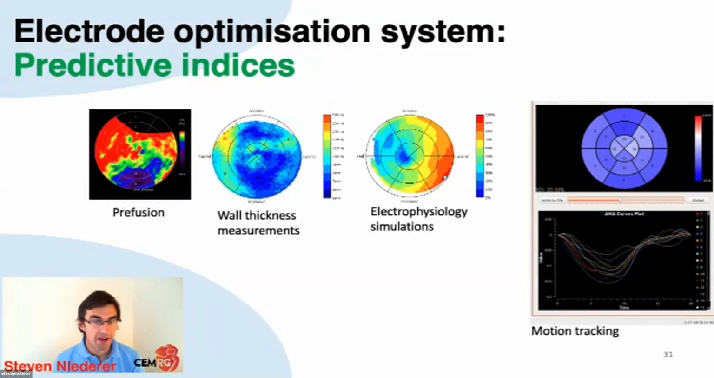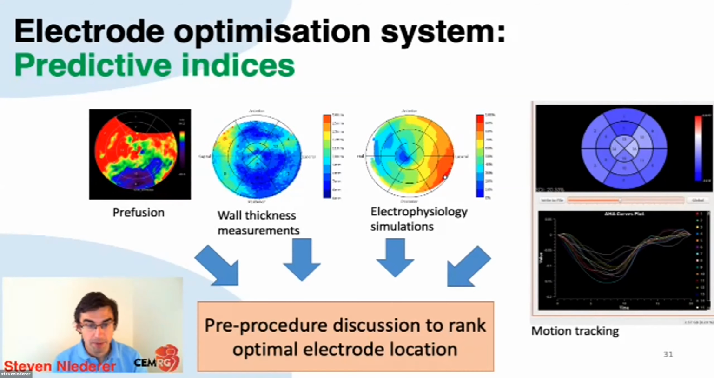They might have bad image quality if there is too much artifact. There are a number of things that can go wrong. So by having these 4 different measures, we can always provide at least some information. We're reasonably robust to telling the cardiologist where to pace.